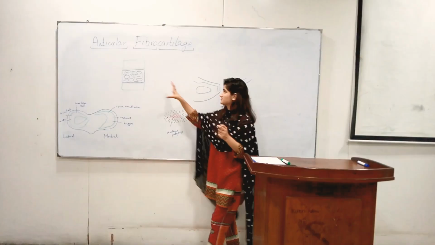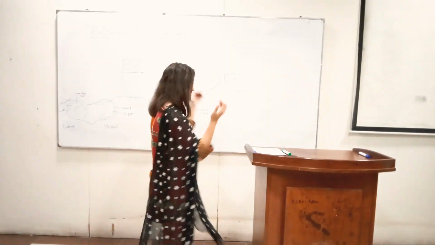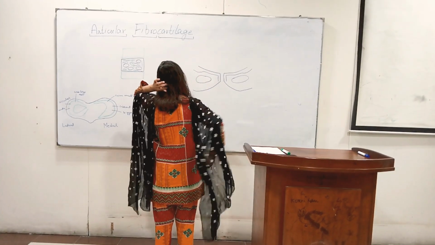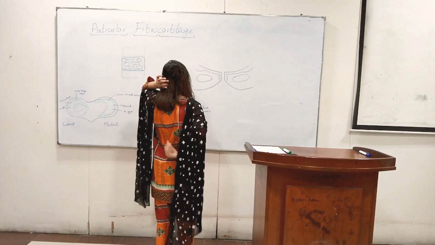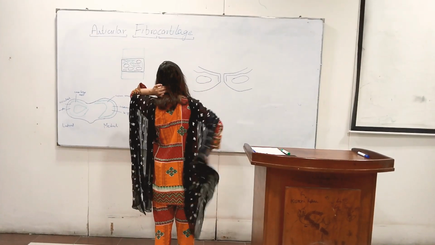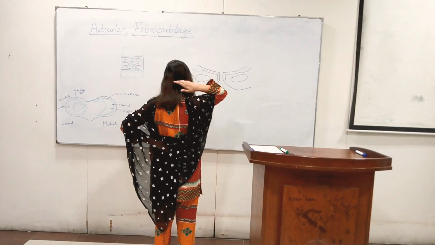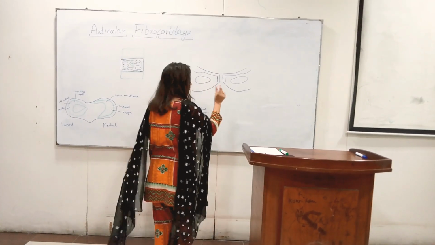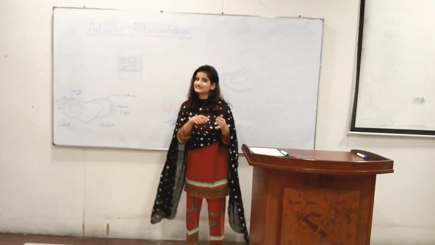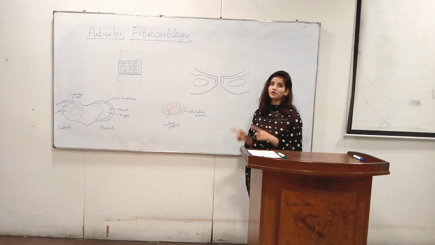This basic disc is present in our intervertebral joints. As we know that we have vertebrae. We have a vertebral column which starts from this area of the neck and goes downward in the center. This is the cervical region, this is the thoracic region, this is the lumbar region, and this is the sacral region. So from cervical to lumbar region, intervertebral discs are present in between the vertebrae.